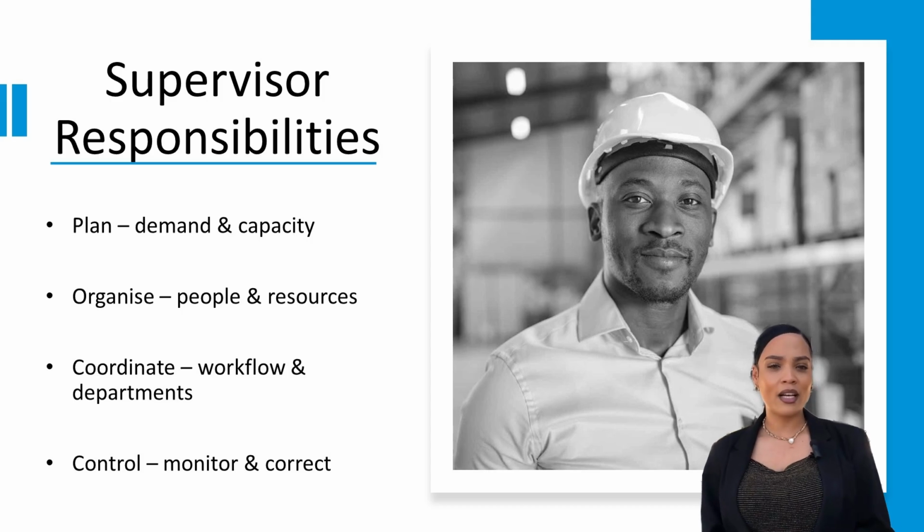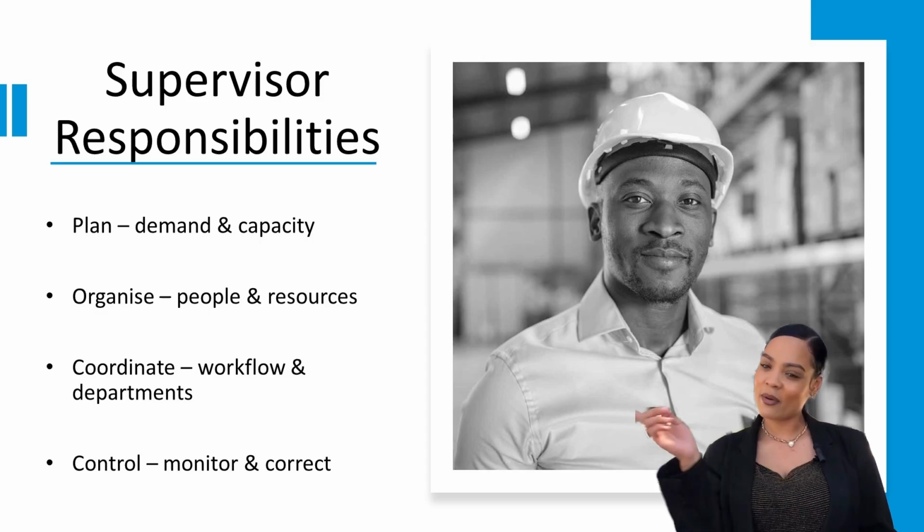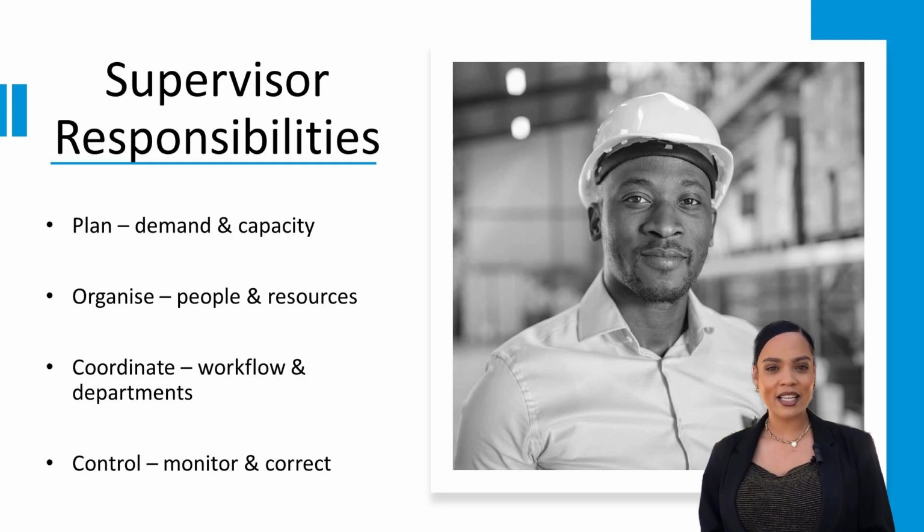This includes following up on delayed materials, ensuring maintenance resolves issues quickly, and working with quality teams to ensure inspections do not slow down the line. Effective coordination keeps the entire value chain aligned and prevents disruptions, miscommunication, and inefficiency.